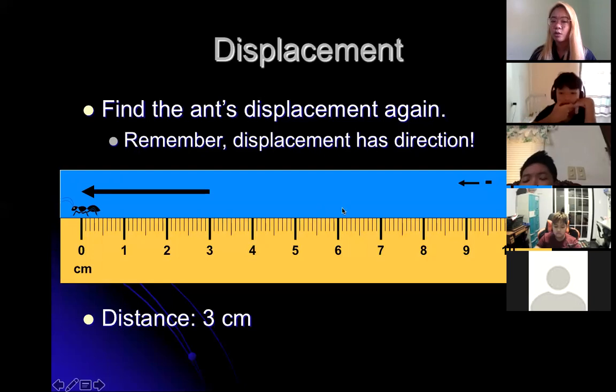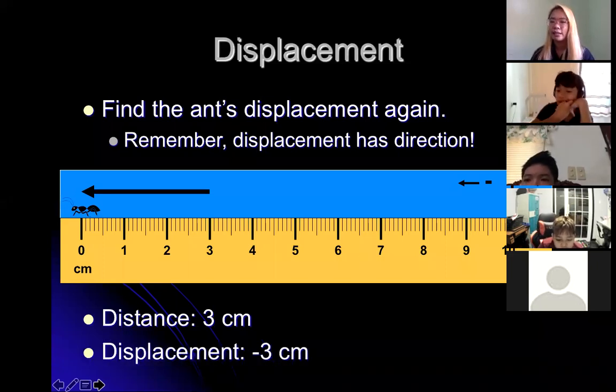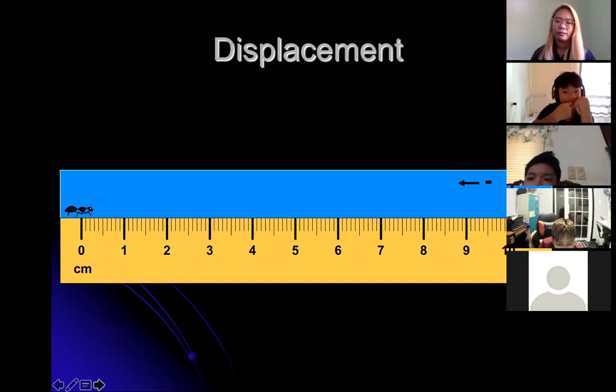3 kung starting point niya dito, pero kung i-count natin yung first movement ng ant, then it's already 6 centimeters. So in this case, kung starting here, that's 3 centimeters, ang magiging displacement niya ay negative 3 centimeters. Negative 3 centimeters. Close to 0.